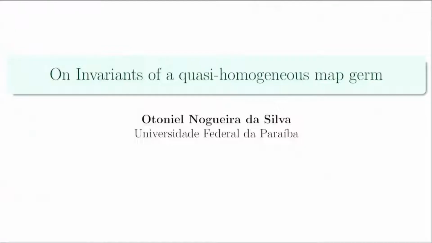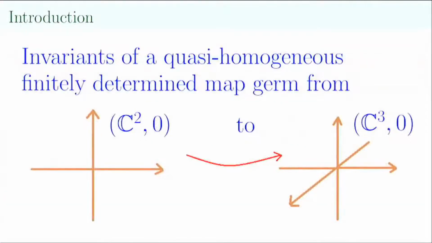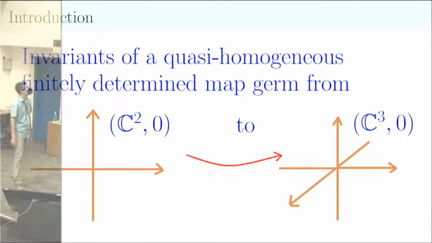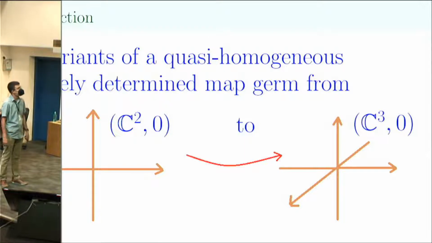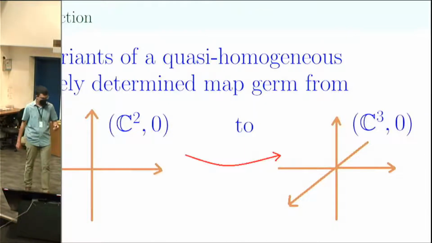Okay, today I would like to say some words about invariance of a quasi-homogeneous finitely determinate map germ from C2 to C3. Yesterday, we had a very nice talk about maps given by Roberto Jimenez Conejero. It was a very nice talk. And today, I would like to say some words about the case of C2 to C3.